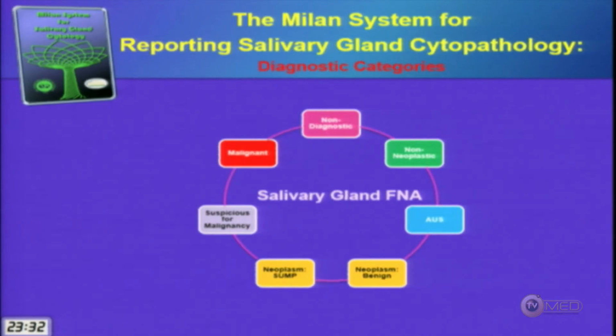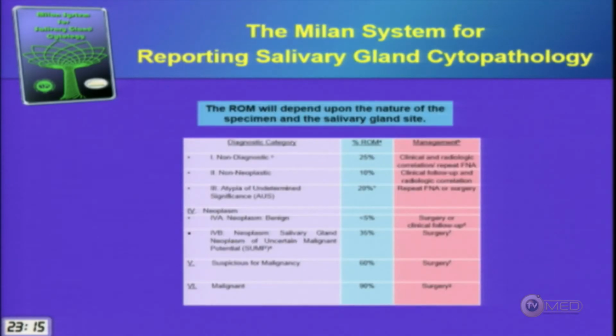So actually, many of these categories are very similar to standard reporting categories that we've used for decades in cytopathology. And we did very closely try to mimic the thyroid Bethesda system in some of these categories. This is actually from the Atlas, and this chart is based upon a thorough review and analysis of the literature on salivary gland cytology. And so you can see that each of these diagnostic categories in the Milan system is linked with a risk of malignancy.